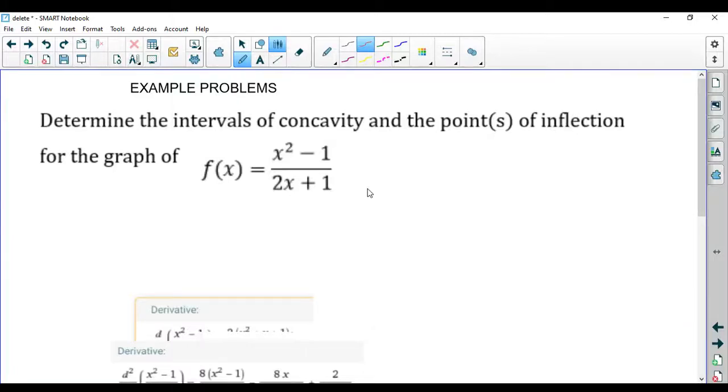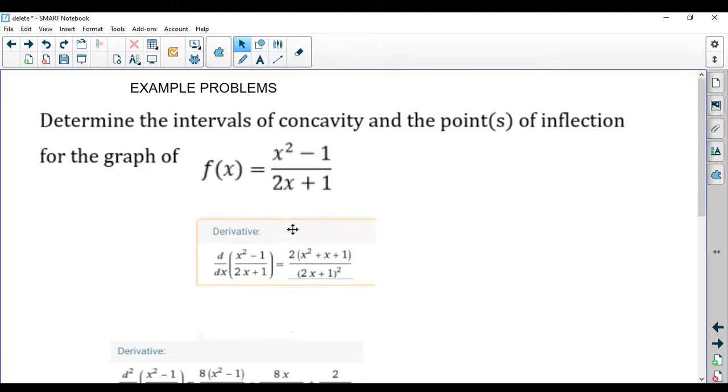Okay, so this is going to be the last example of concavity and points of inflection. This one's a little bit more complicated because this is a rational function. So you probably should practice, take the derivative, and then find the second derivative by hand. That's going to take a while.